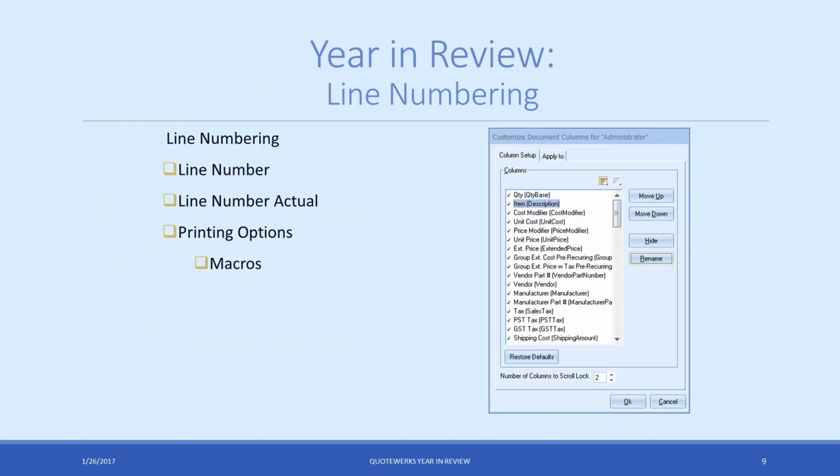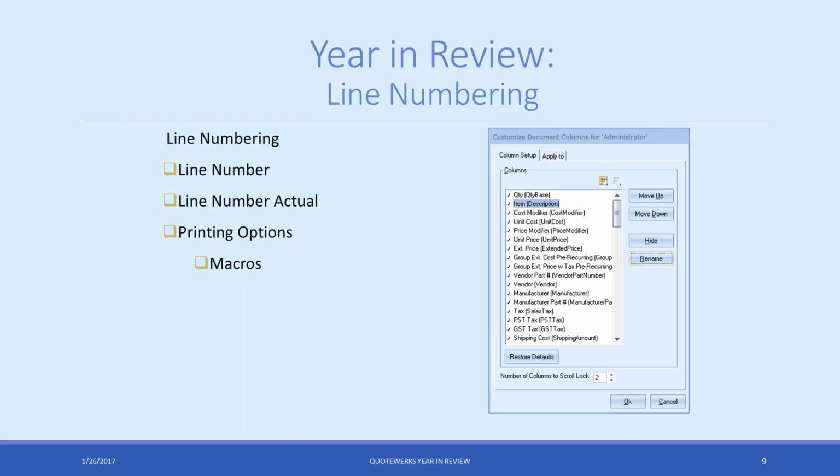Okay, line numbering. So this is a really quick and easy feature that can be added. What this allows you to do is actually have line numbers on the Document Items tab in QuoteWerks, and then these can also be shown to your customers on the layouts that are sent, so the output of the documents.